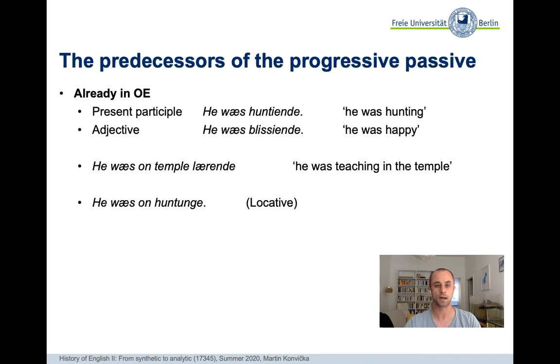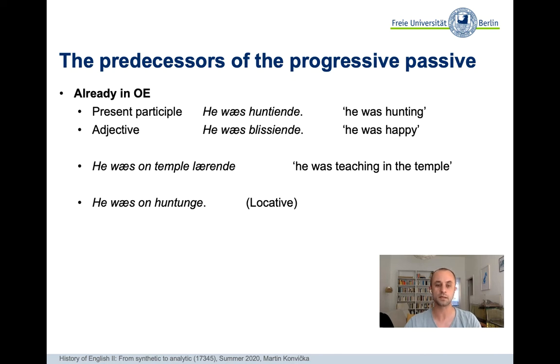Okay. And the progressive form, the progressive passive, has its antecedents already in Old English, right? So in Old English, we have things like he was huntiende, he was hunting, where the present participle of a verb is used just as an adjective would be used. So he was blissjende, he was happy, would be a similar construction to he was hunting.